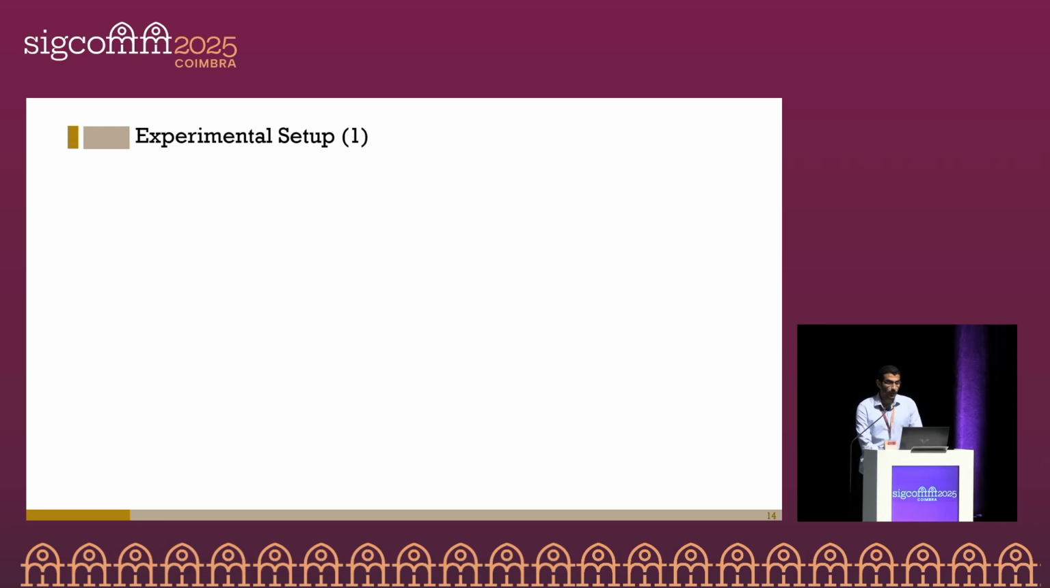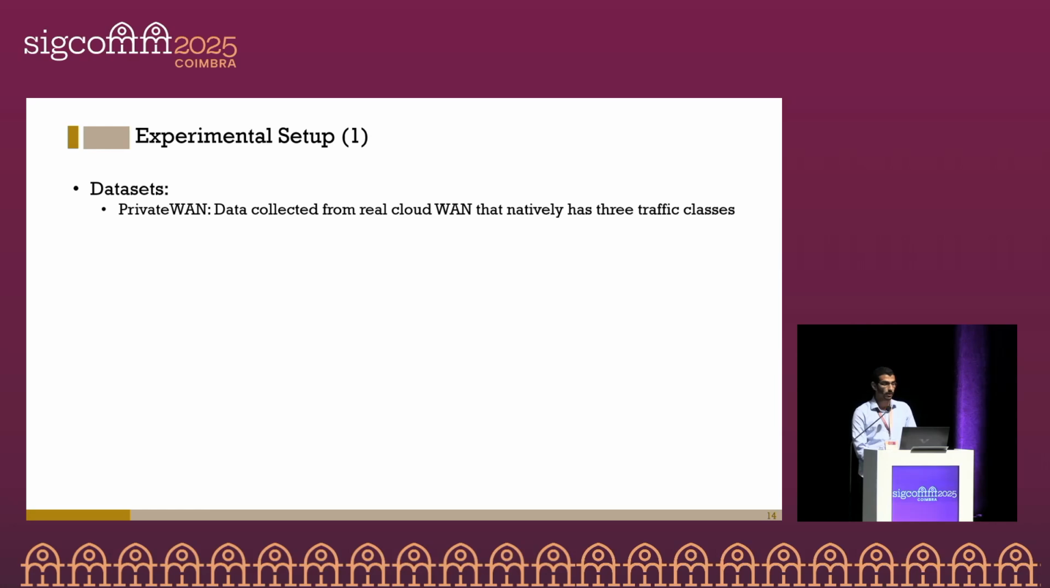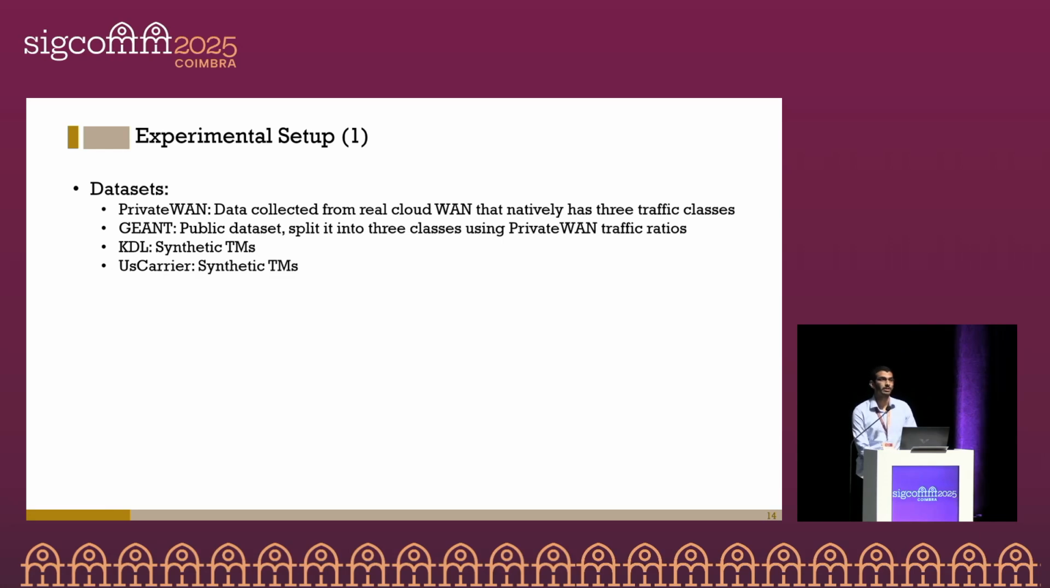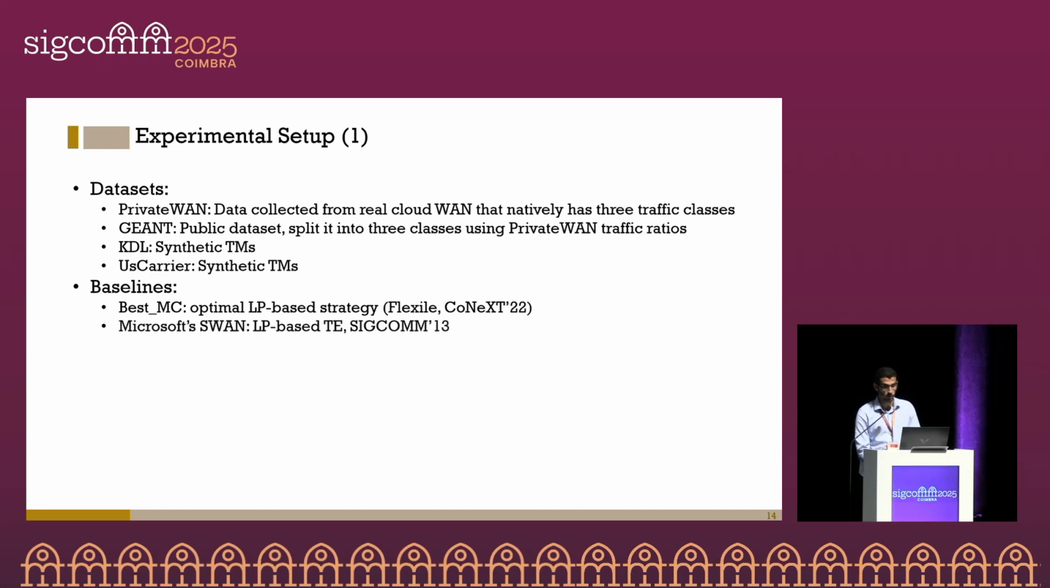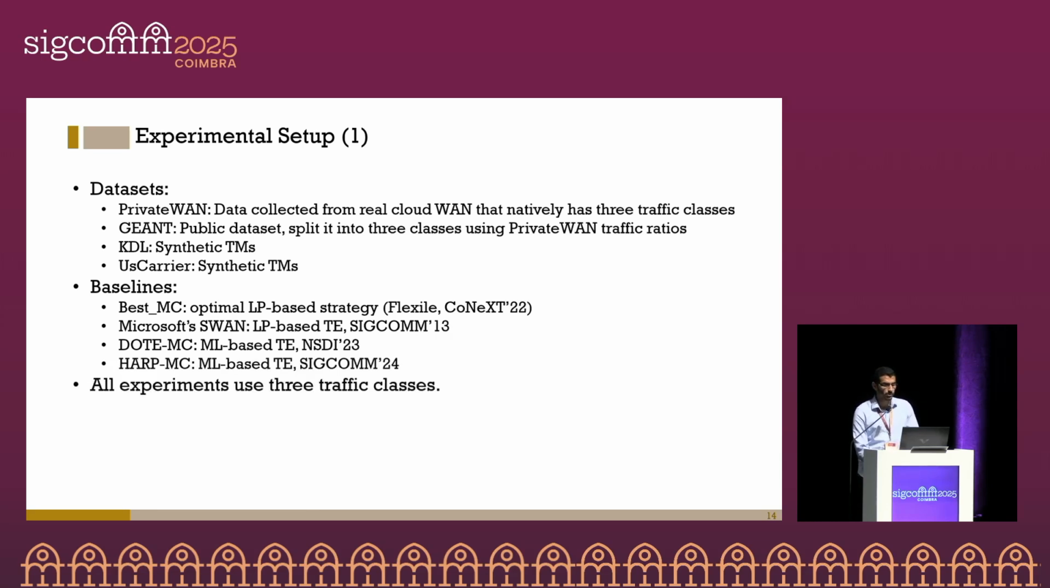For the experimental setup, we used 4 datasets. Private, which is the data collected from a real Cloud WAN that natively supports 3 traffic classes. Giant, which is a public dataset, which we split into 3 traffic classes using private WAN traffic ratios. And then we used KDL and US carrier with synthetic traffic matrices. For the baselines, we compared Hattrick to BestMC, which is an optimal LP-based strategy, to Microsoft Swan, and to DOT and HARP, which are machine learning-based TE schemes. And in all of our experiments, we used the 3 traffic classes.